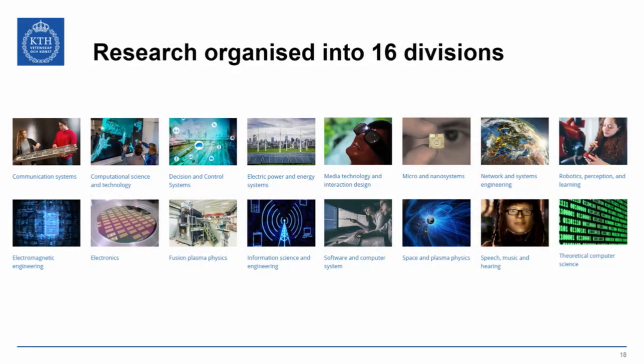Our research is also very broad in the sense that we cover a lot of different sub-areas, and we have organized the research into 16 different divisions. We don't need to go through all of them here, but just to give you a feeling for it, we have divisions reaching all the way from electric power and energy systems to media technology and interaction design, and a lot of different interesting things in between. These 16 divisions are sorted under the departments that I mentioned earlier.